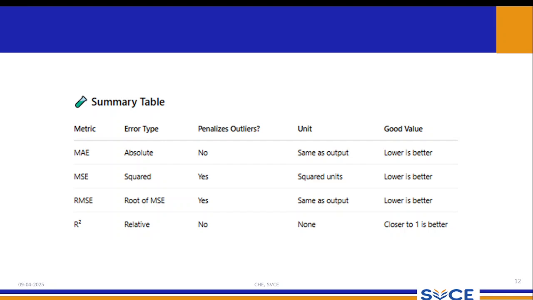Lower is better when you consider MAE, that is mean absolute error. For mean square error, lower is better, and for root mean square error, lower is better, which indicates the model fits very well. When you see R square, if it is very close to 1, that is an exact fit to the data. If it is equal to 0.5, it is average. If it is less than 0.5, it is worse, less than average.